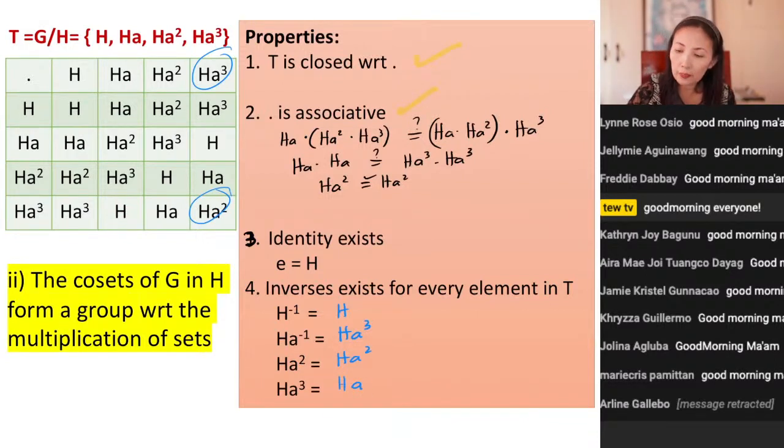Okay. So, all properties of a group are satisfied. Closure property, check. Associativity, check. Existence of an identity element, check. And inverses of every element exist. Therefore, T here is a group. So that's by the theorem. But we were able to prove anyway that T is a group. So the theorem says the cosets of G and H form a group with respect to multiplication of sets.